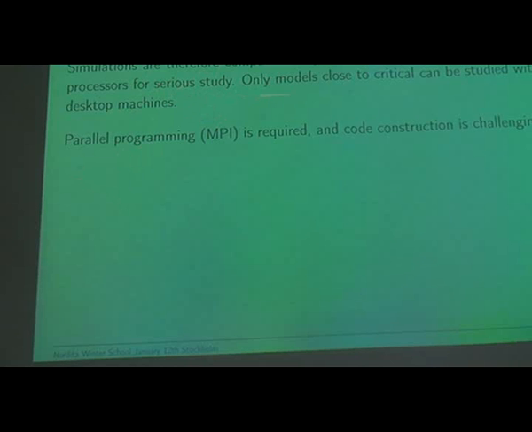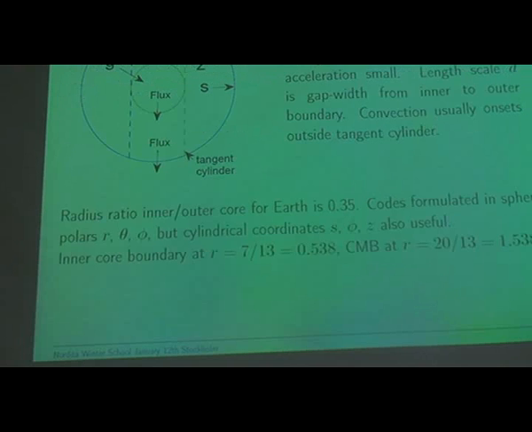It's not true that you can't do anything close to critical. There is one case where you can do post-critical work using desktop machines, but it's very much the exception rather than the rule. So basically that means you're into parallel programming land. Nearly all the codes I've been associated with have been written in MPI, the message passing interface system.